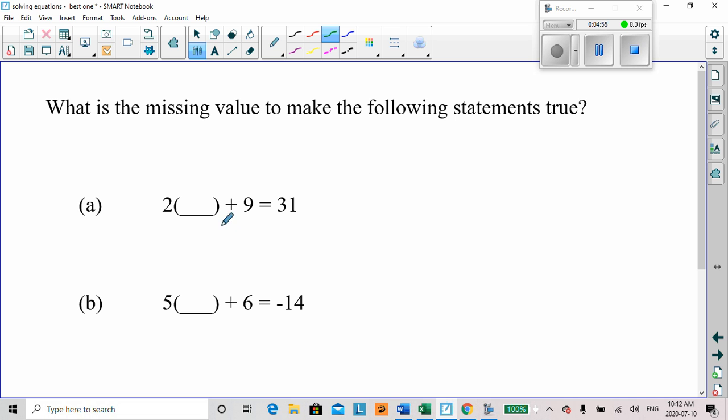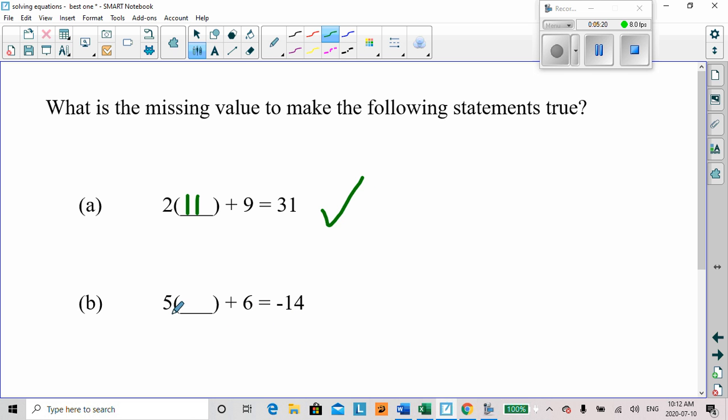So let's think about this one. Again, we're just guessing. Something times 2 plus 9. Let's see, if I do 10, 2 times 10 is 20, plus 9 is 29. That's not big enough. So let's try 11. If I do 2 times 11, do I get 31? That's 22 plus 9. Yep, that works.